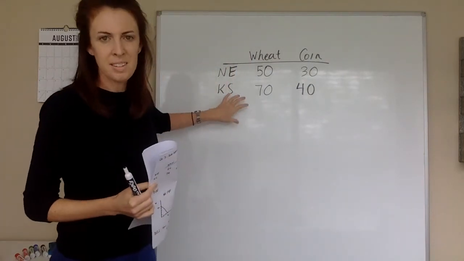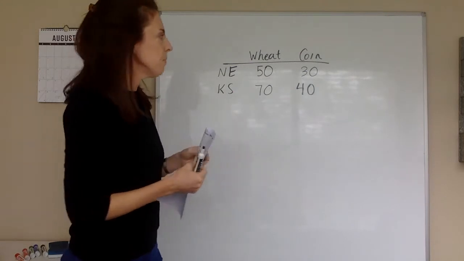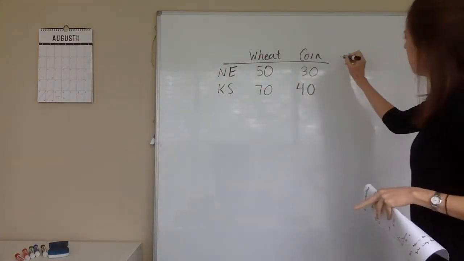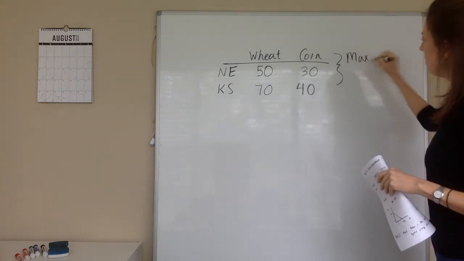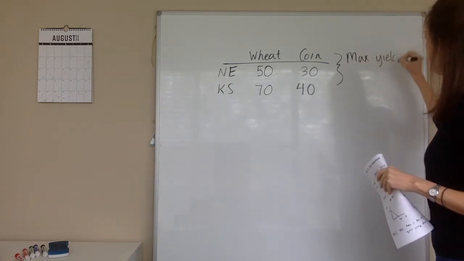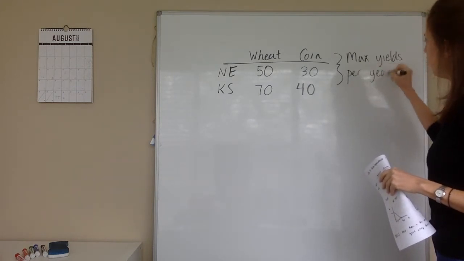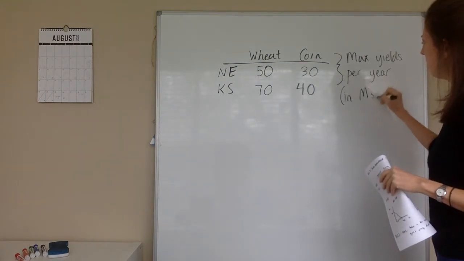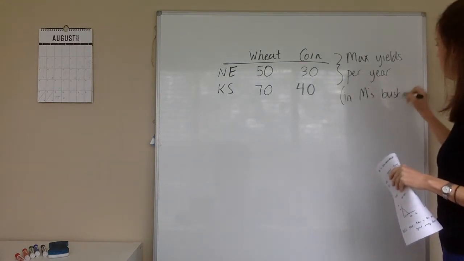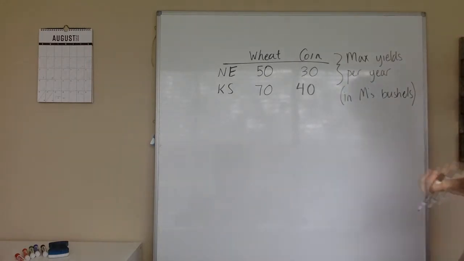So again, I'm just kind of making these numbers up, but you can think of these as like millions of bushels per year. Okay, the important thing is the numbers that I have up here are consistent with the max yields, and I'm going to say per year, but it's in a given time period. And you can think of this maybe in millions of bushels. Okay, so this is what we've got so far.